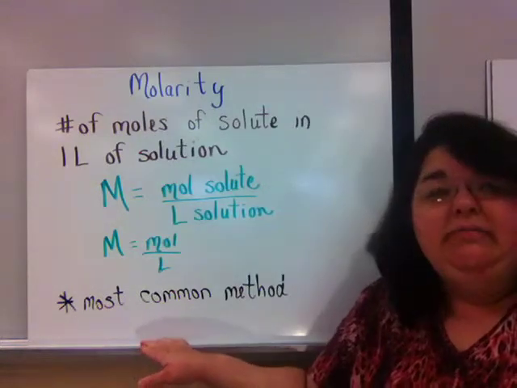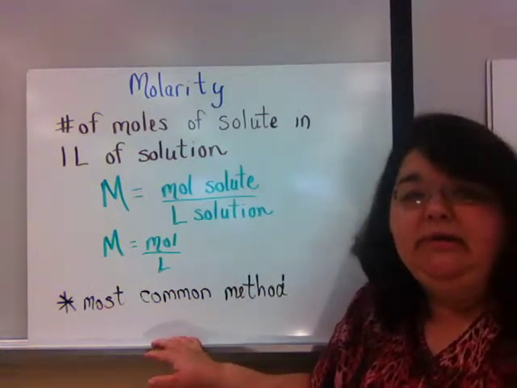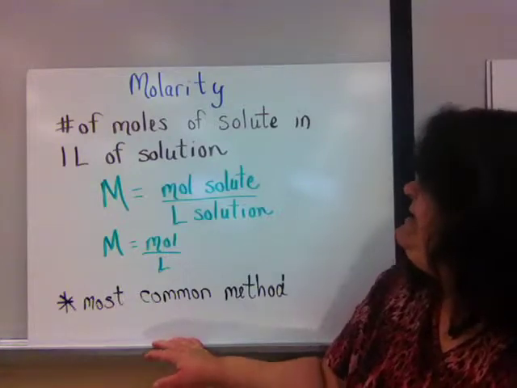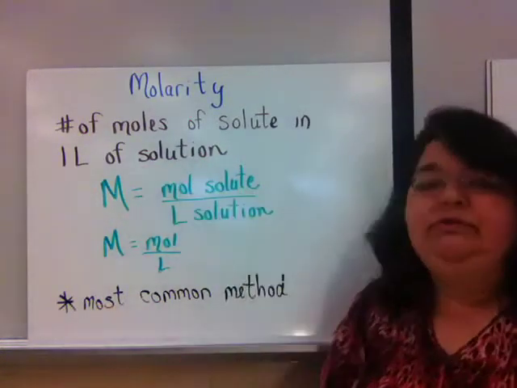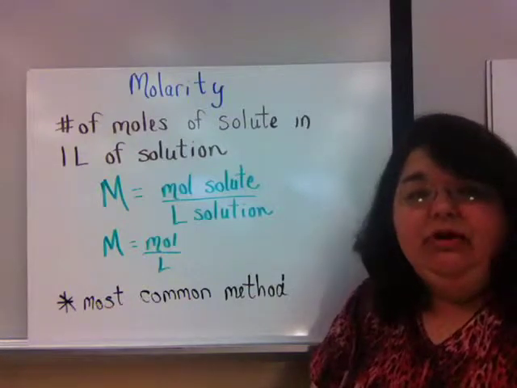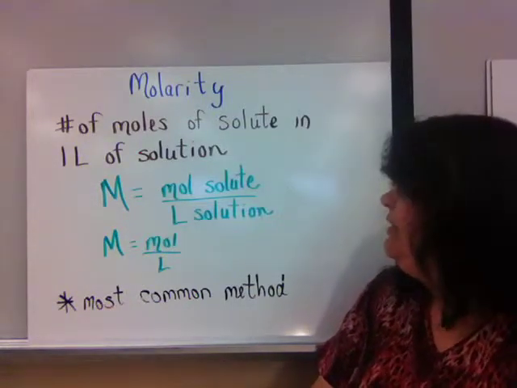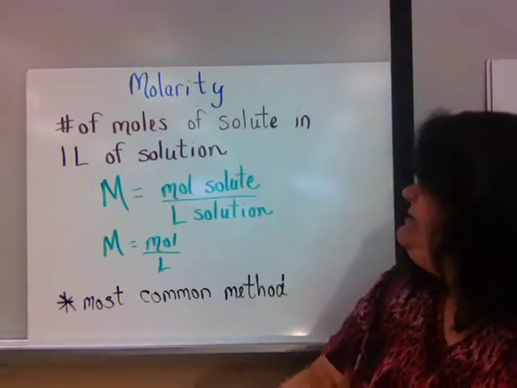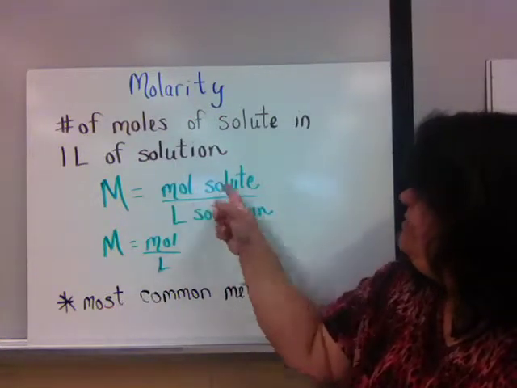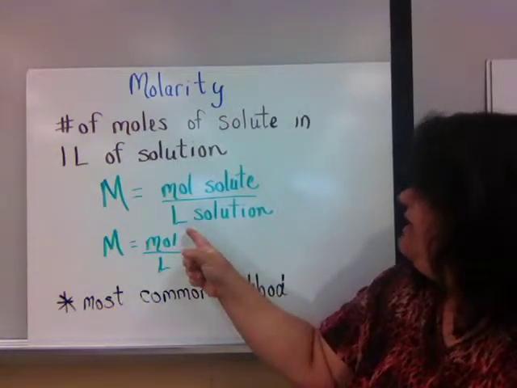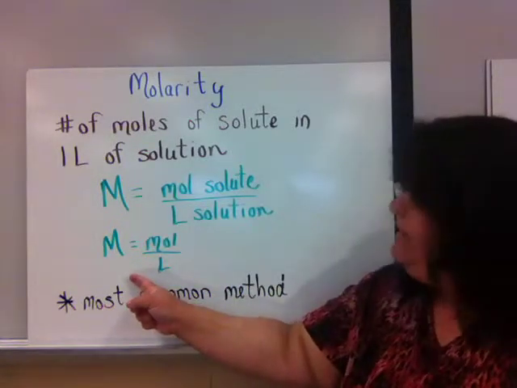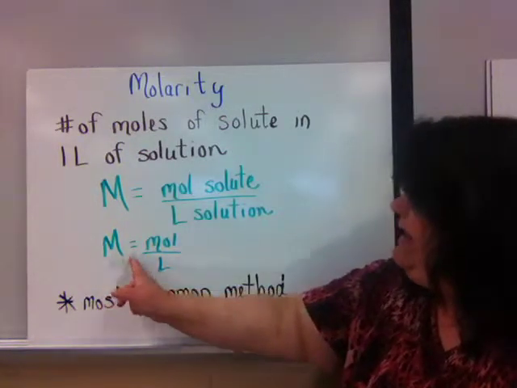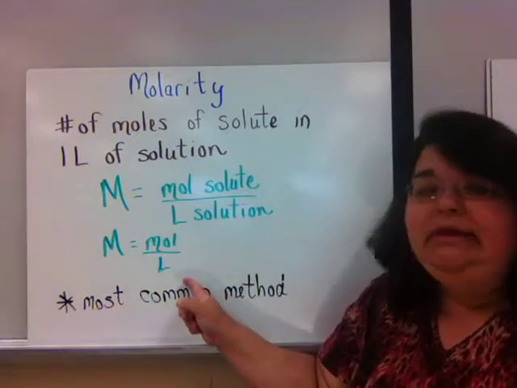Molarity is the most common method that we're going to use for talking about concentration, and it is the number of moles of solute in 1 liter of solution. Again, it's a liter of the solution, not a liter of water or solvent. So our formula will be moles of solute over liter of solution. And our abbreviated formula then is molarity is moles per liter.